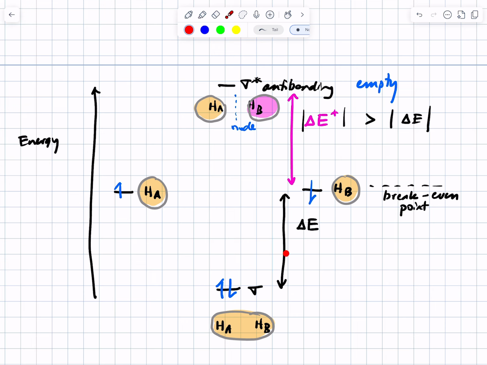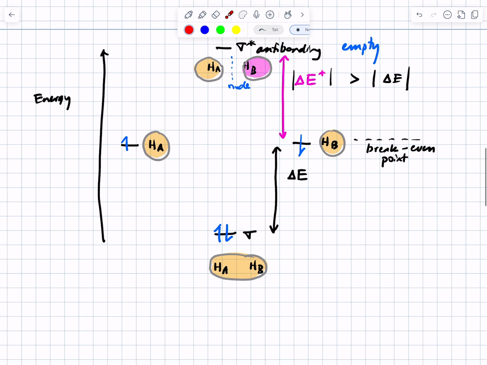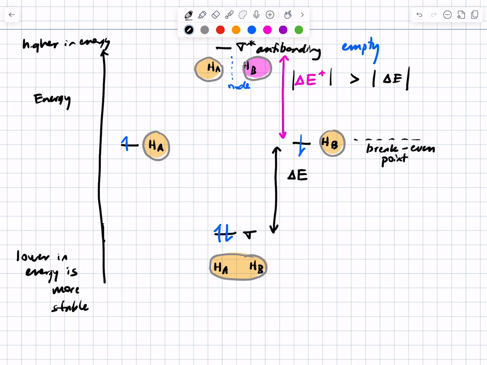Is a lower energy difference more stable? I think you may be misunderstanding me a little bit, but it's tricky. With energy, lower in energy is more stable. Higher in energy is less stable.